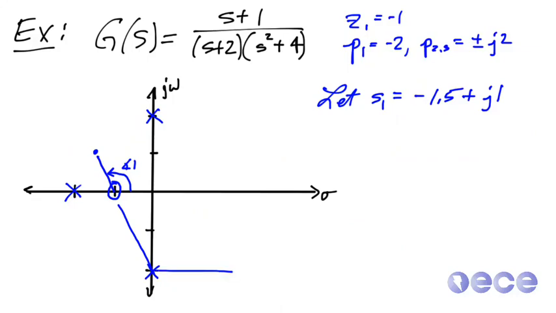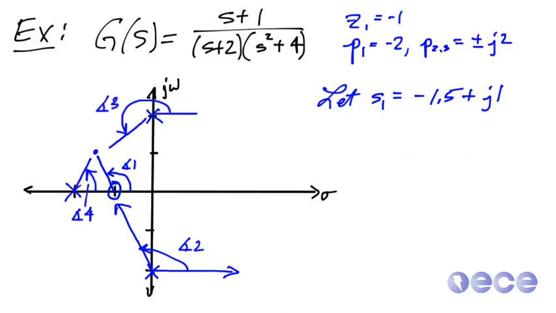The angle 2, and again it doesn't matter exactly which numbers you choose, you just have to remember which numbers are in the top and the bottom. So for angle 2, again we form a line that's parallel to the real axis, and then we make a vector that goes from the pole to the point S1, and now we're going to calculate this angle, angle 2.